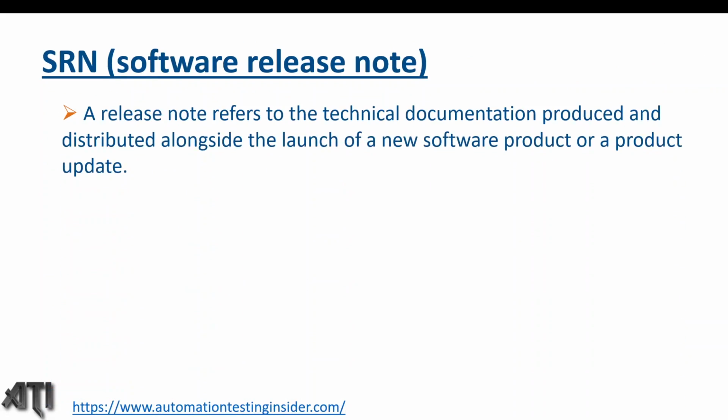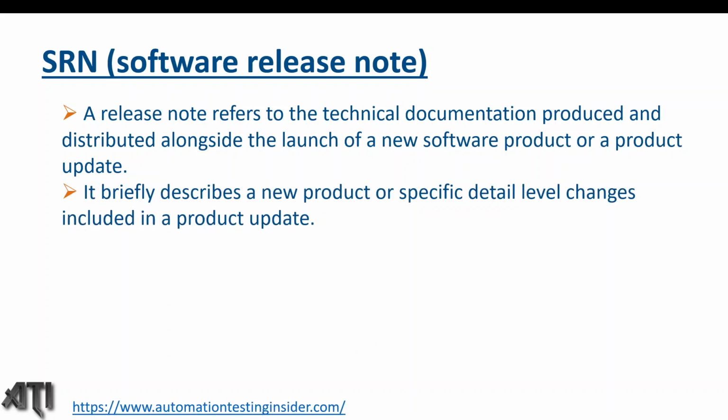So let's talk about what is a software release note. A release note refers to the technical documentation produced and distributed alongside the launch of a new software product or product update. So they will give the release note. Generally we use the release note when we deploy the software into production. So we'll give the release note.